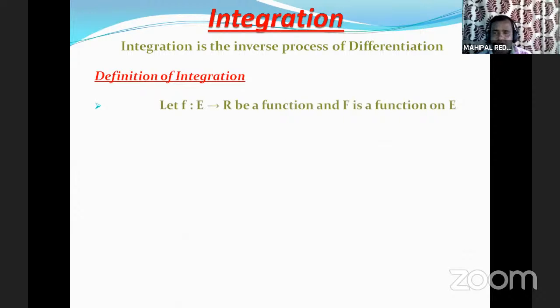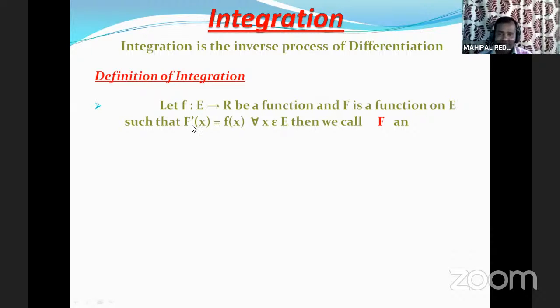Let small f be a function from E to R, where capital E is the domain and R is the real numbers, and capital F is also a function on the same domain E. That means both functions, small f and capital F, are functions on the same domain E, such that F dash of x, that means the derivative of capital F, is small f of x for all x belongs to E.